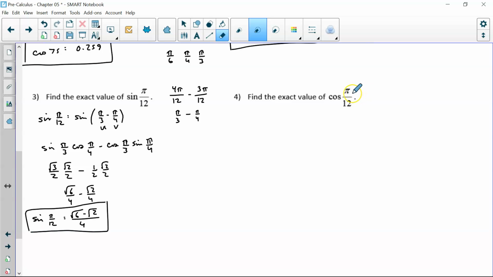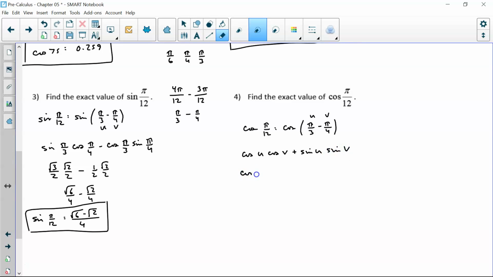Now, problem number 4. What's nice is we already know that pi over 12 is just pi over 3 minus pi over 4. So the cosine of pi over 12 is equal to the cosine of pi over 3 minus pi over 4. Looking at our sum and difference formulas, here's our u, here's our v. So for the cosine of u minus v, it's cosine of u cosine of v plus the sine of u sine v.